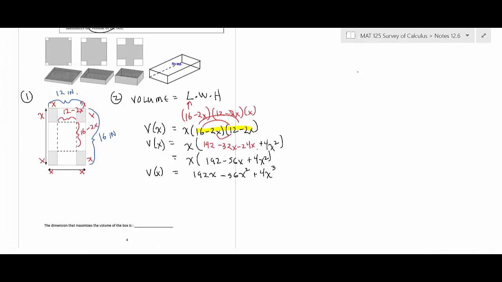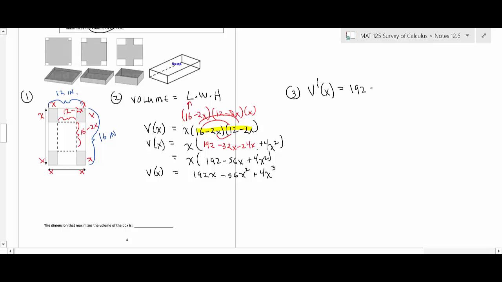The reason I'm multiplying it all out is I need to do my derivative. Everybody okay? So let's go ahead and do the derivative. V prime of x is going to be 192. You're going to have 192 there, and you're going to do the power rule there.